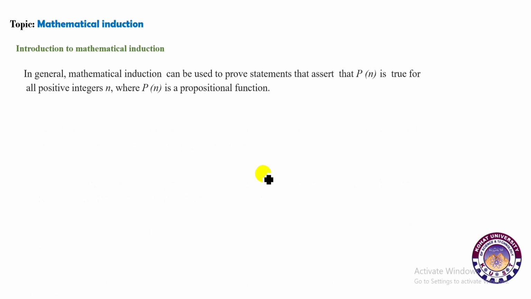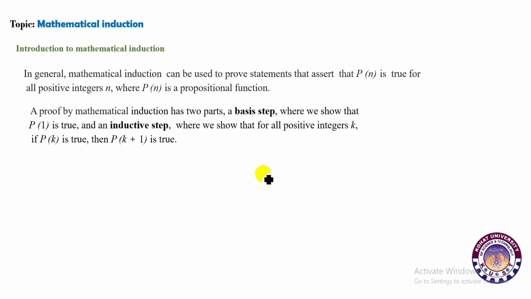First, introduction to mathematical induction. Mathematical induction is basically a technique which is used for proving results, especially when we have to prove a proposition for all positive integer n. This technique consists of two steps. First step is known as base step, while the second step is known as inductive step.